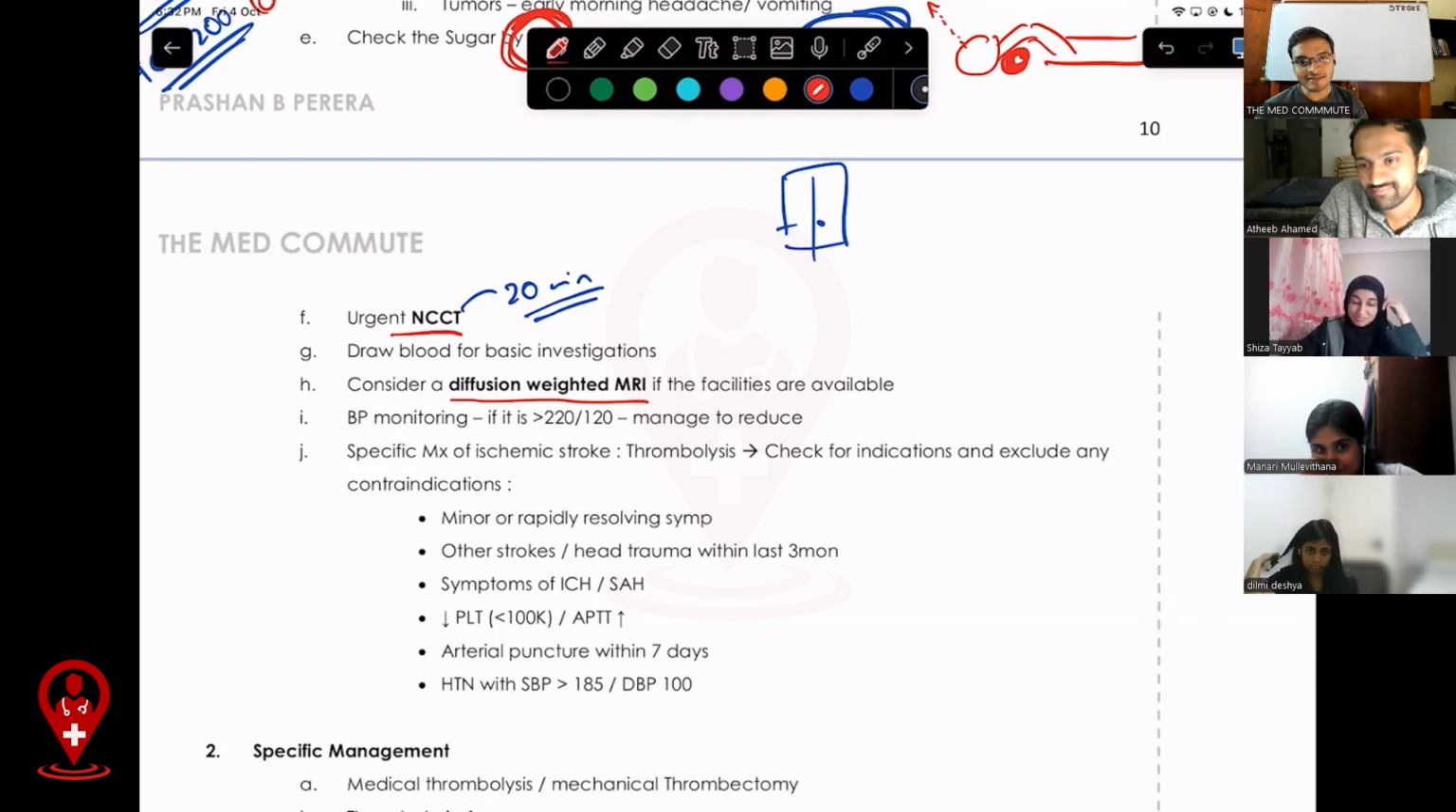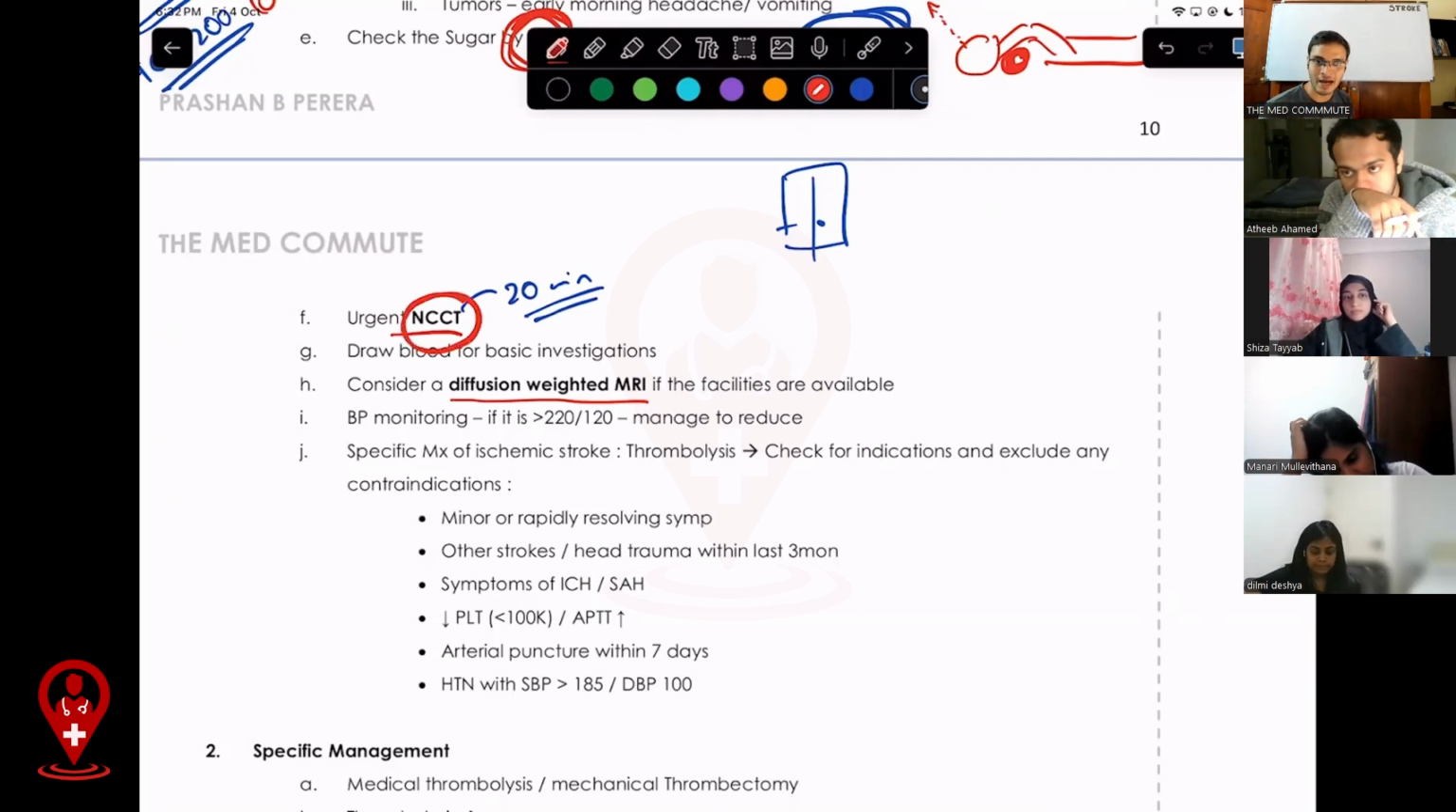Then blood pressure. You have to check the blood pressure. We talked about this. Specifically, if it is very high, one thing you must suspect is hemorrhagic stroke. But now we have done the NCCT and we have excluded by this point that there is no hemorrhage. So if the blood pressure is still high, this can be the patient's own hypertension acting up in this stressful situation.